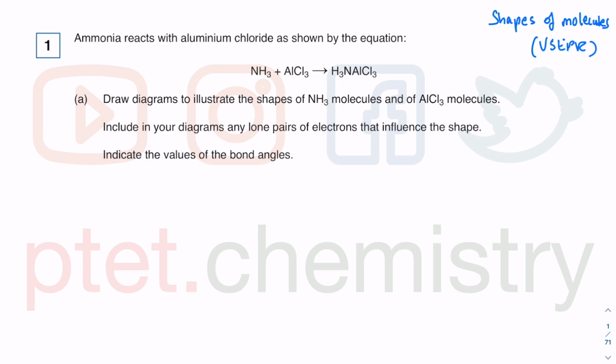So for instance, we have these questions on ammonia as well as aluminium trichloride to give us this particular compound here. So what we're going to do is draw diagrams to illustrate, to show, to demonstrate the shape of NH3 molecule, AlCl3 molecules.